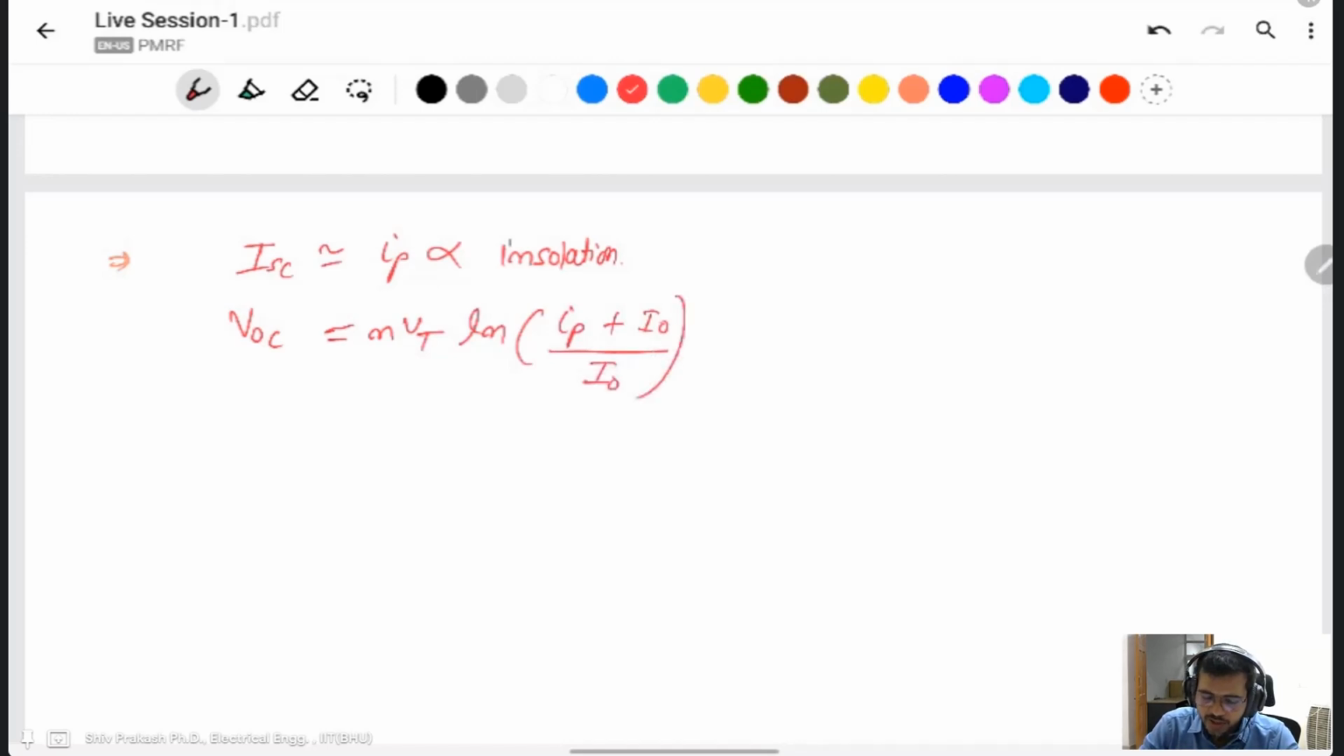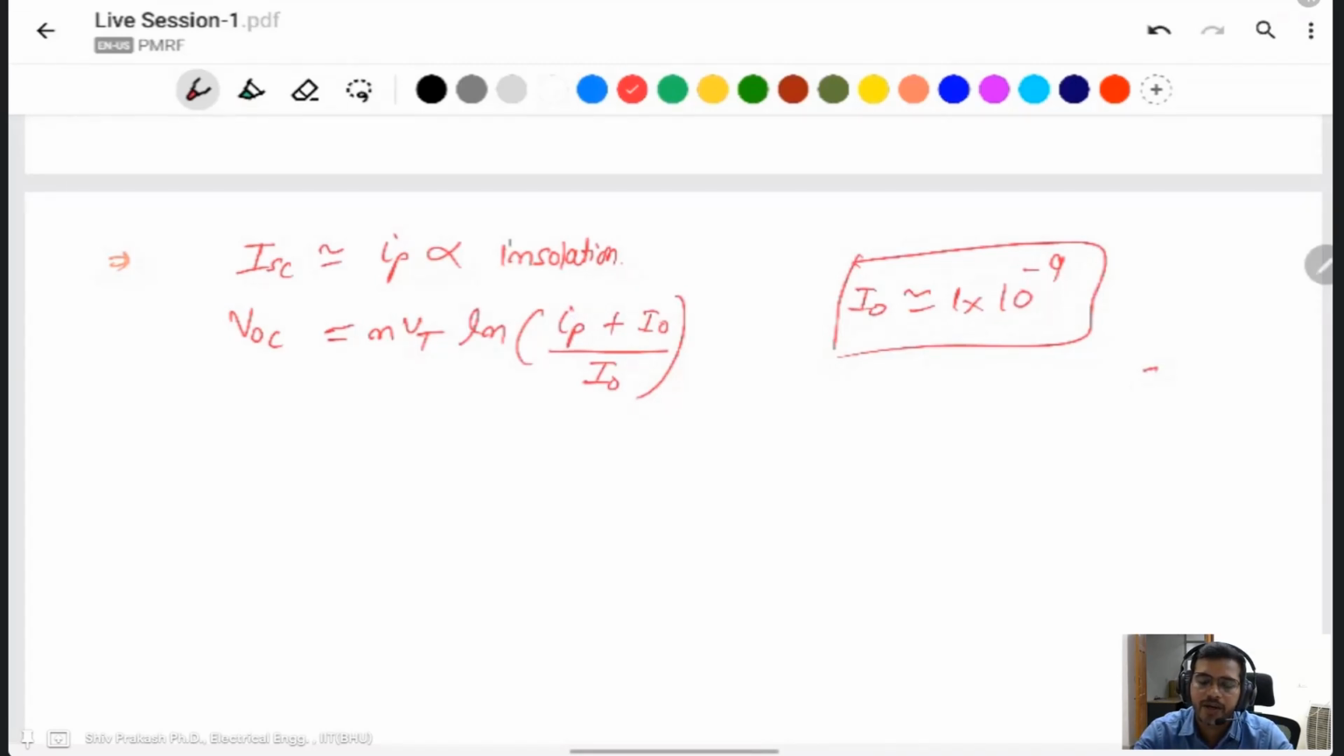Here I naught is the reverse saturation current. The reverse saturation current of the diode is very small, in the nanoampere range, about 1 into 10 to the power minus 9. That is a very low amount of current. So you can neglect the term I naught by I naught, because IP is very high, approximately 8 to 10 ampere depending on the solar cell.